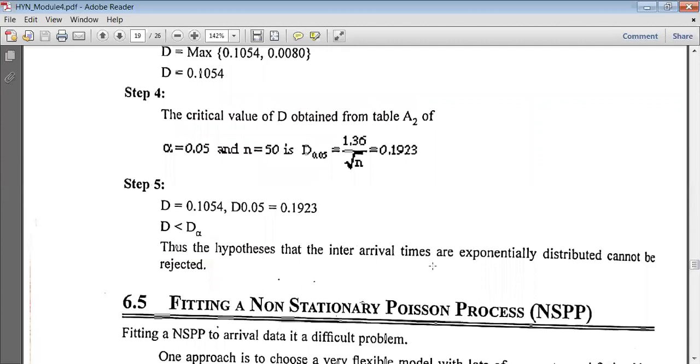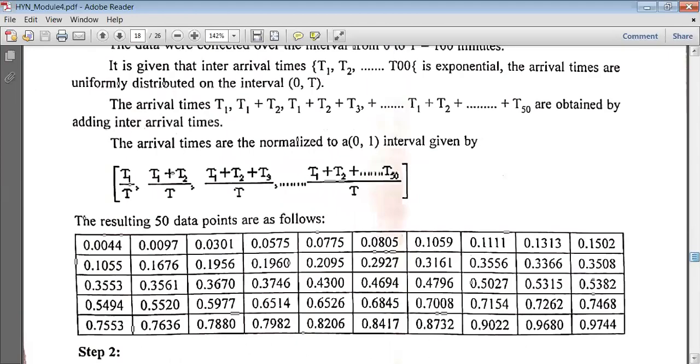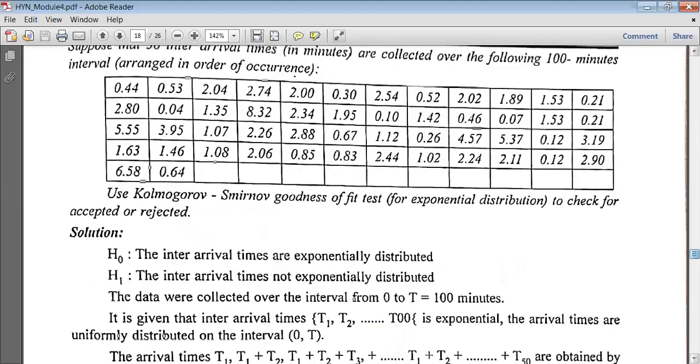So like this you have to solve the problem on the KS test. I repeat, it is very simple. The data will be your interarrival times, and you add all of these. The first value will be as it is divided by the total time. The total time is 100 minutes here, if you add all the values. They were collected over the following 100 minutes interval, so use that as capital T. T1 divided by T will be the first value.